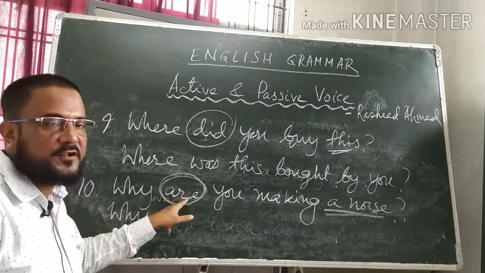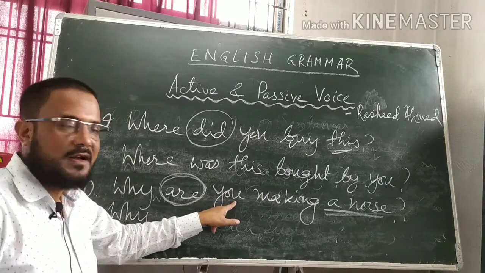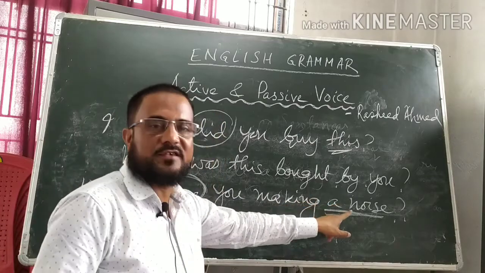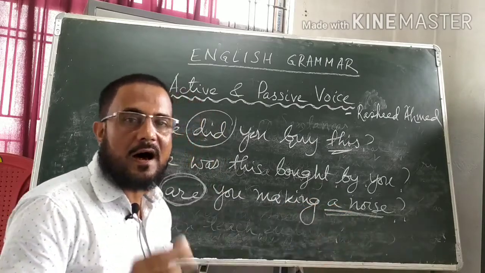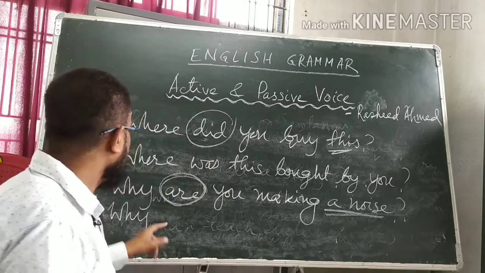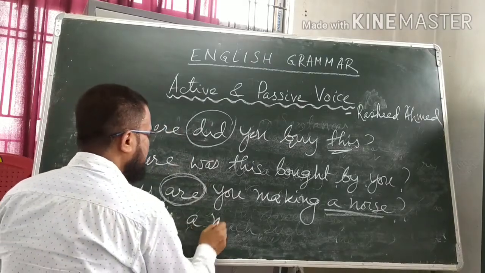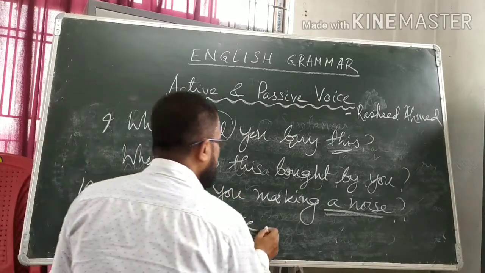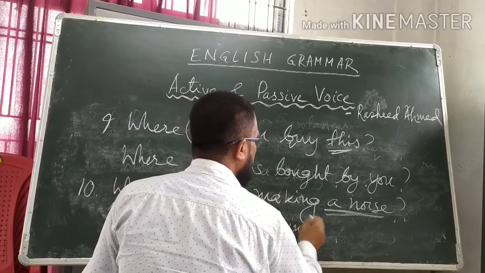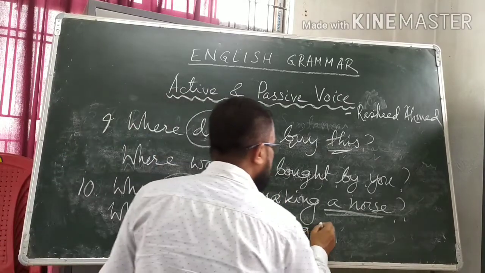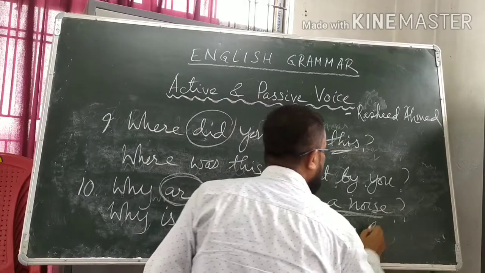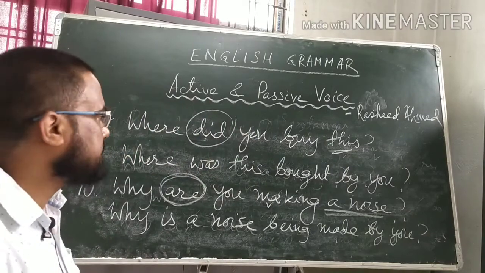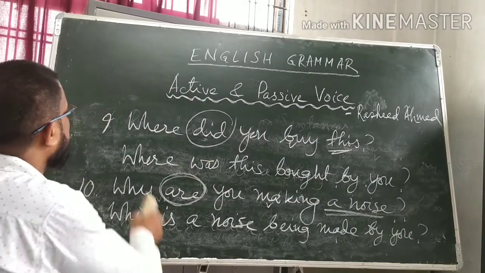Are is used in active voice because the subject is you. And now you will use the be verb before a noise, and since a noise is third person singular, are will not be used, is will be used. Why is, then the object a noise, and since it is present continuous, being will be used now. Why is a noise being, past participle of the main verb, made? Why is a noise being made by you? Yes.